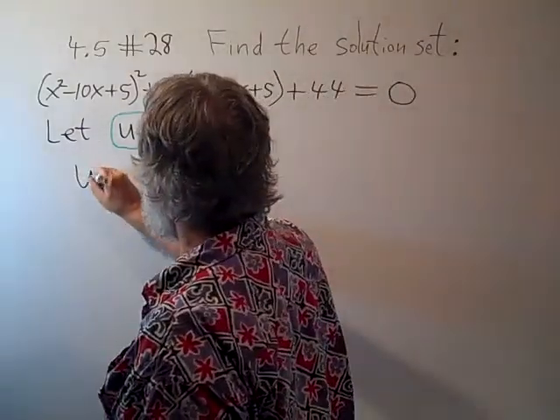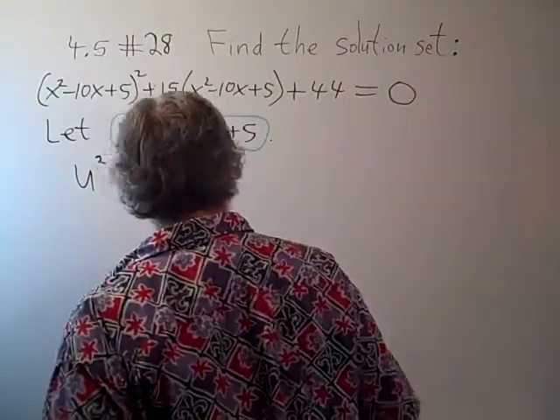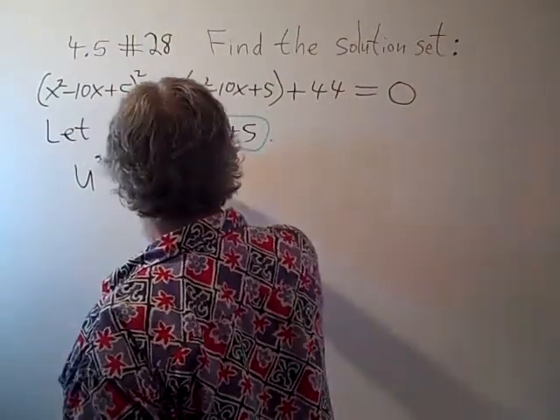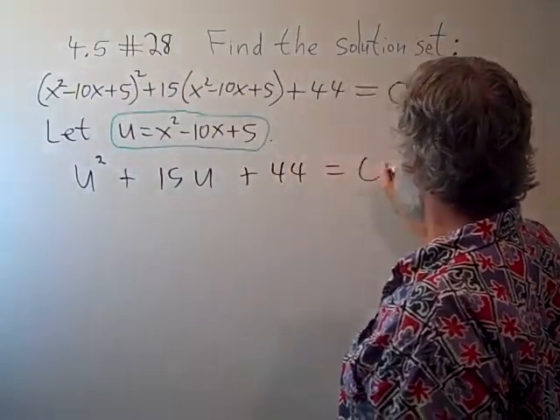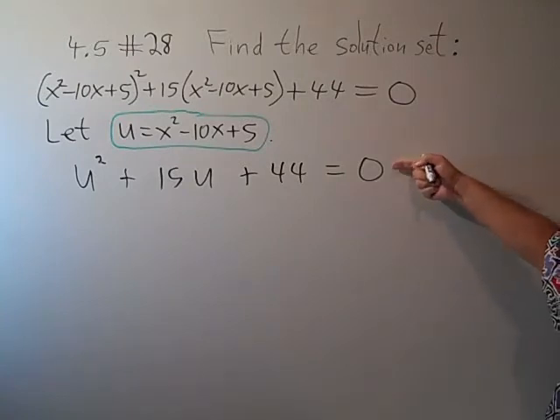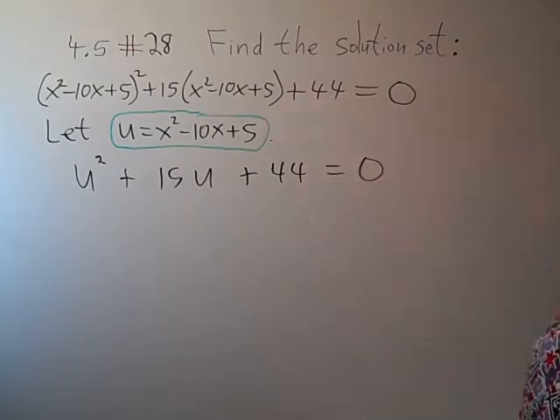But for now, rewrite the equation using u instead of x. And it becomes simply u squared plus 15u plus 44 equals 0. And that looks a lot nicer than the original one. So we'll solve for u. And once we find the answers for u, we can come back and find x.